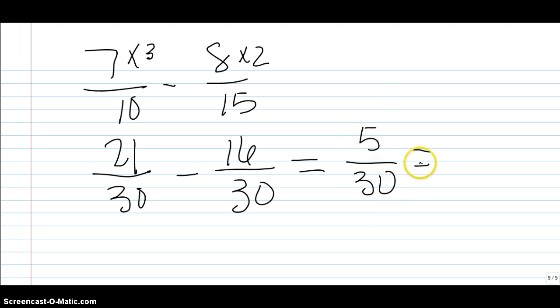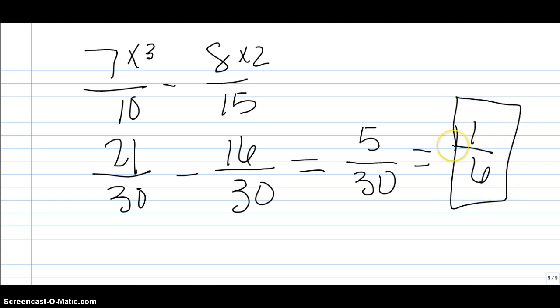Okay, so we have to simplify this down into lowest terms, and by doing so we realize that 5 can go into both 5 and 30. So when you divide the top and bottom by 5, your final answer ends up becoming 1 over 6. So hopefully this video has helped you get more familiar with how to work with operations on fractions.